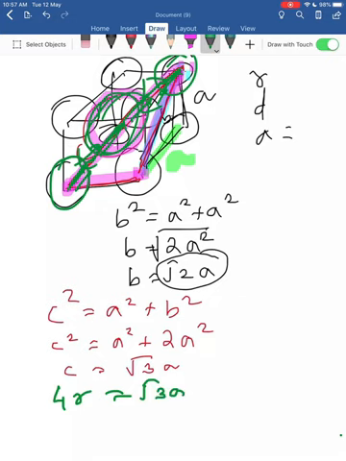Now this will give us a relationship between r and a. So r is equal to root 3a by 4. This is the relationship between r and the edge length.